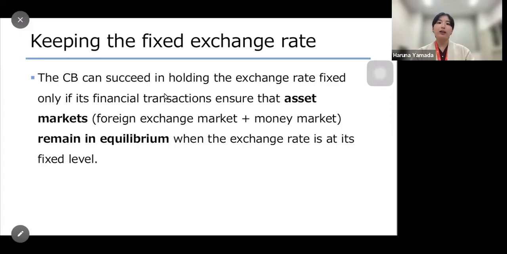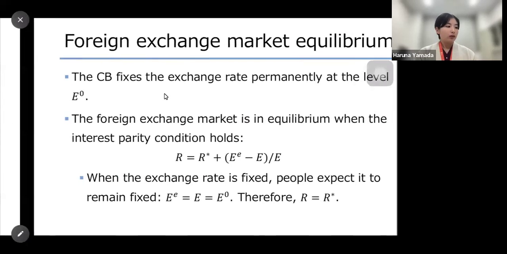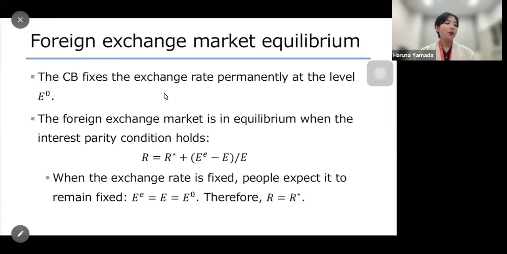So the central bank can succeed in holding the exchange rate fixed only if its financial transactions ensure that asset markets, which are the foreign exchange market and the money market, remain in equilibrium when the exchange rate is at its fixed level. Okay. Now consider the model. The central bank fixes the exchange rate permanently at the level E0.